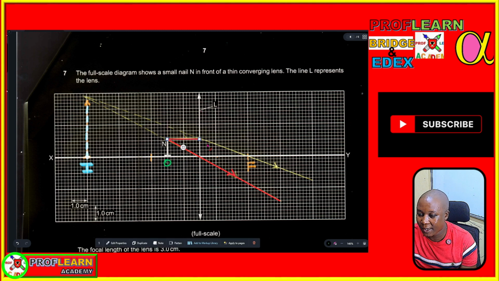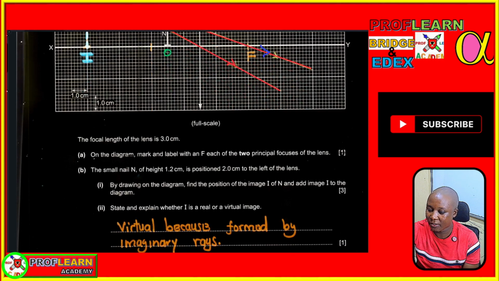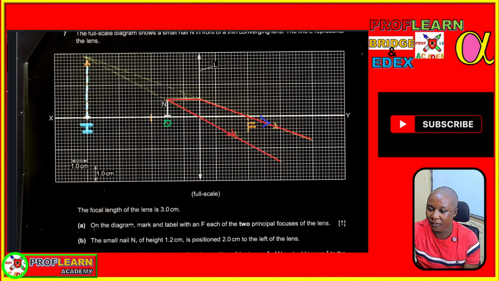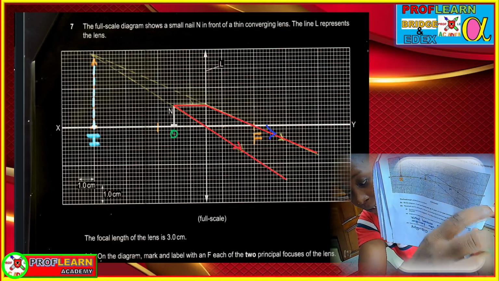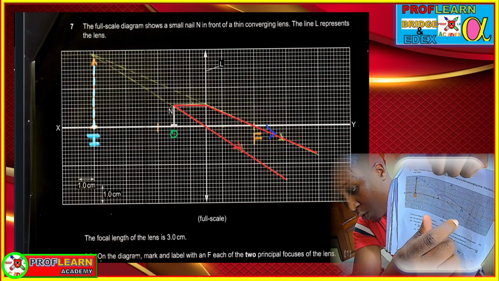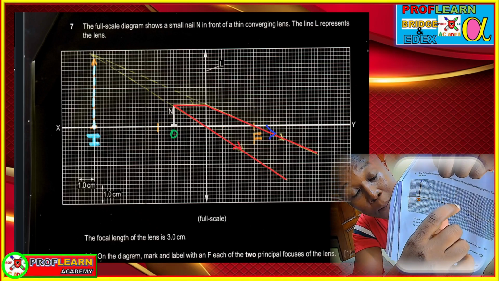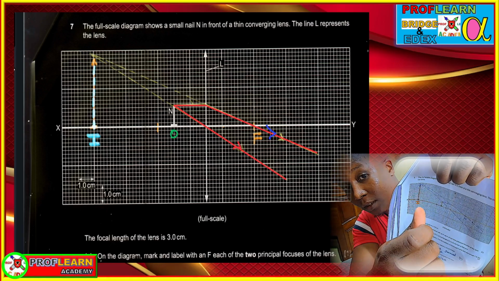The moment it meets the lens, that ray is refracted such that it passes through F, isn't it? Then, if you want to locate the image, you see these two rays are diverging. If the rays are diverging, they are not going to meet, so we have to produce them backwards so that we can have our image formed at this given point here. Yes.